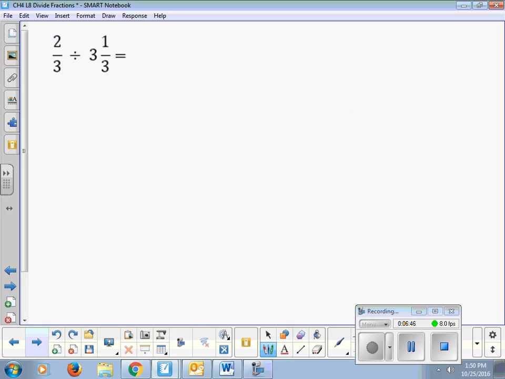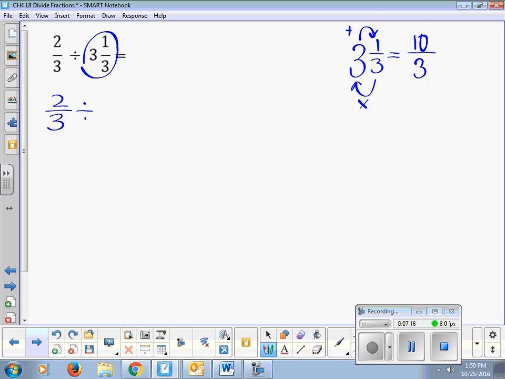Let's try our next example. We have 2/3 divided by 3 1/3. Anytime we see a mixed number, what do we want to do? Change it to an improper fraction. So 3 1/3, we'd have to multiply our denominator times our whole number. 3 times 3 is 9, plus our numerator, so we have 10/3. So we have 2/3 divided by 10/3, and we need to do what 3 letters? KCF.